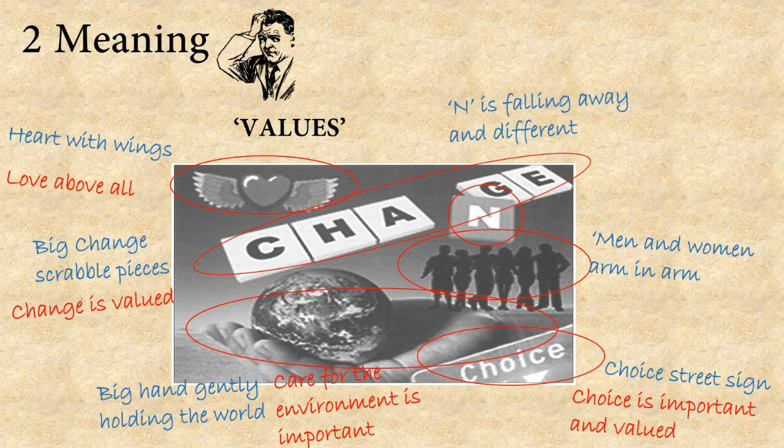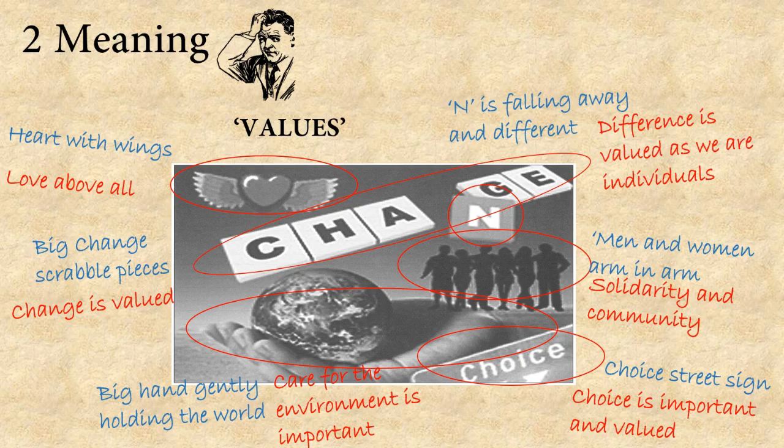These men and women arm in arm seems to suggest a kind of solidarity or a community. That's a value, that's something that's valuable. And this N, falling away and different, that could say something about difference being valued because we're individuals. The N is a little bit different to everybody else, so it's something about being an individual. Great. Now we've got some meaning.